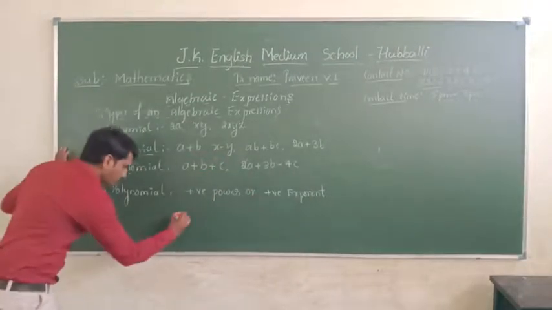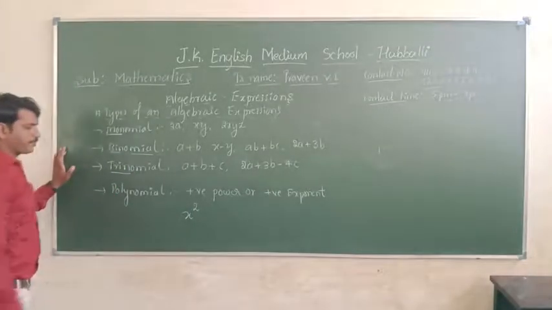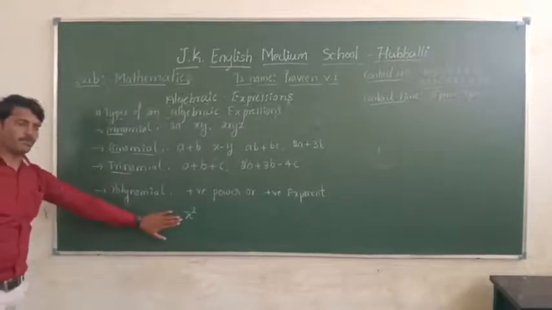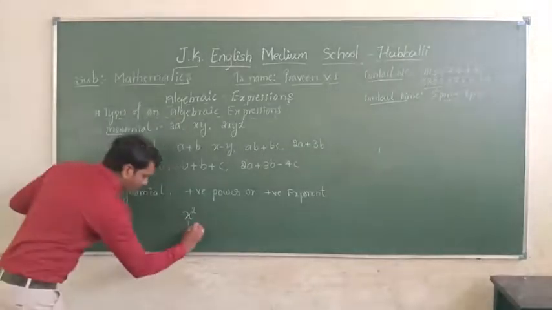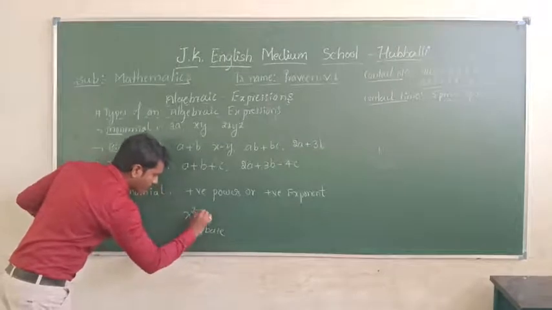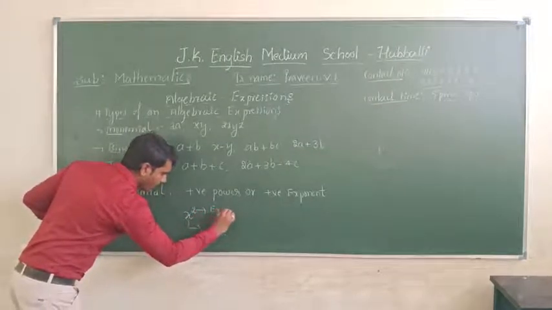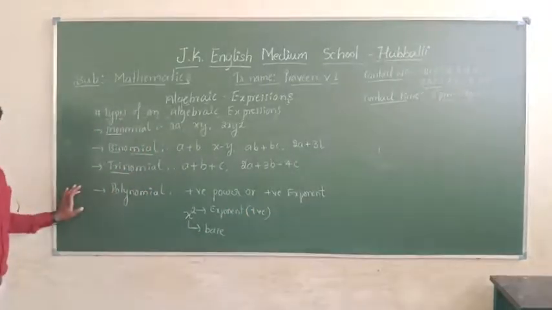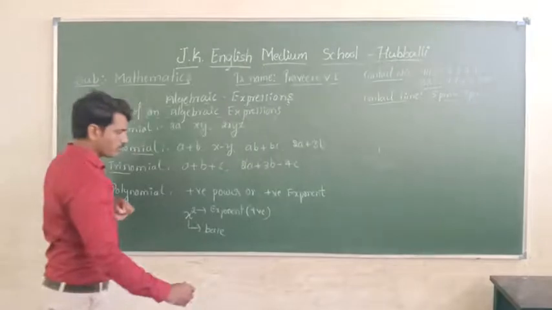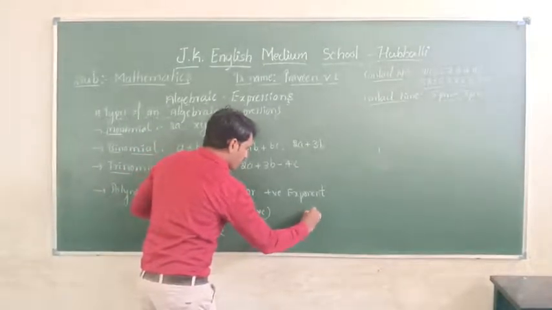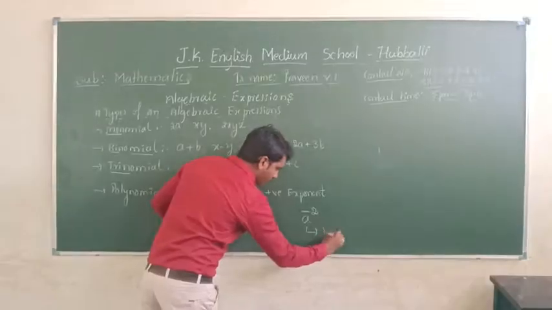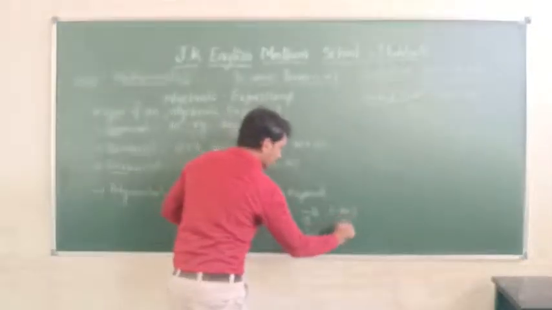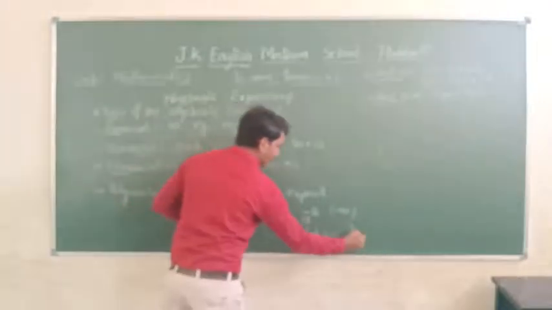For example, x square. x square is a polynomial because x is the base and 2 is the exponent, especially a positive exponent, but not negative. For example, if you take one more, like a to the power minus 2, a is the base, but the exponent is what? Negative. So it will not become a polynomial.